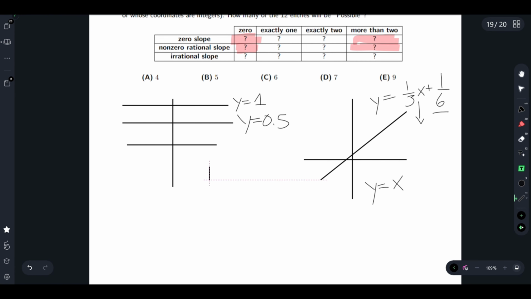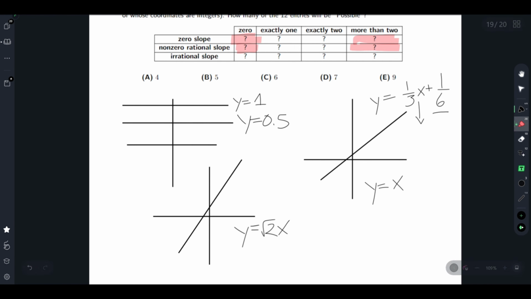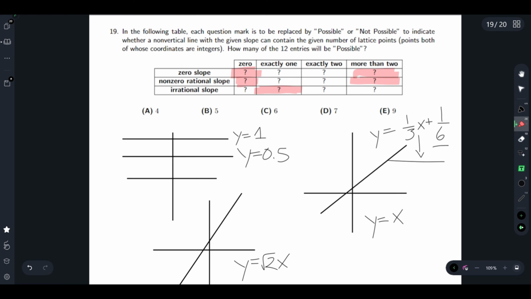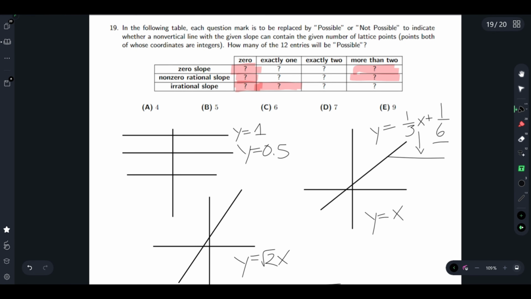And lastly, the irrational slopes. Looks very similar to the rational slopes, but there's one key difference. So let's say y is equal to root 2x. This is exactly 1 point, because the only point that works here is 0, 0. And lastly, just like this, we have y is equal to root 2x plus 1/6. Or we can have root 3. Either way, this will be 0 points. It's never going to hit a lattice point. So we have 1, 2, 3, 4, 5, 6 possible cases.